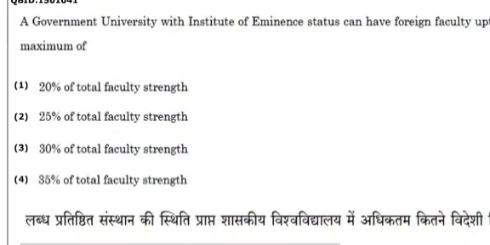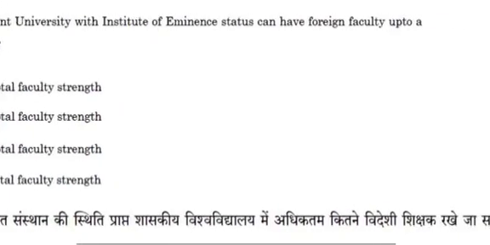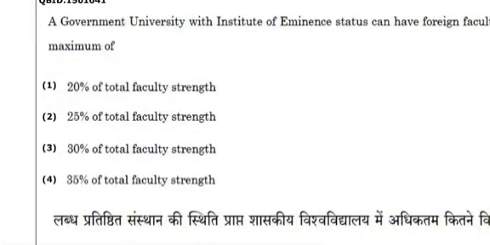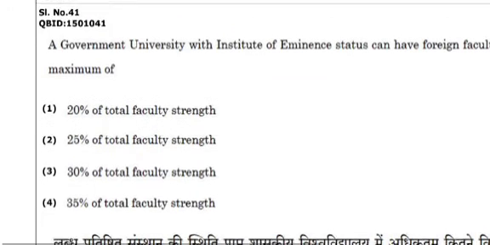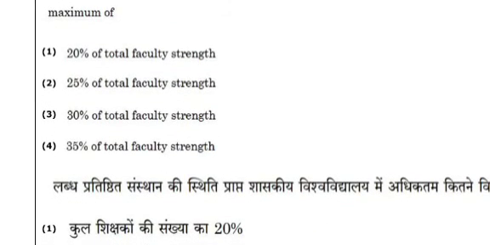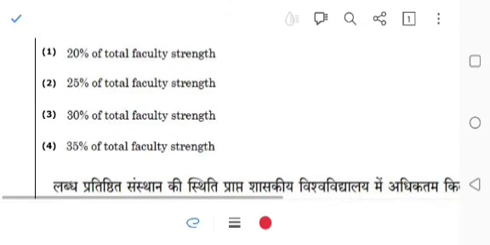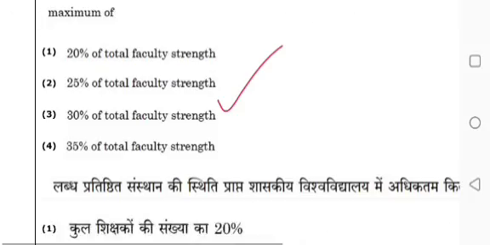Next, a government university with Institute of Eminence status can have foreign faculty up to a maximum of what? 20% of total strength, 25, 30 or 35? It will be option B, 25% of total faculty strength.